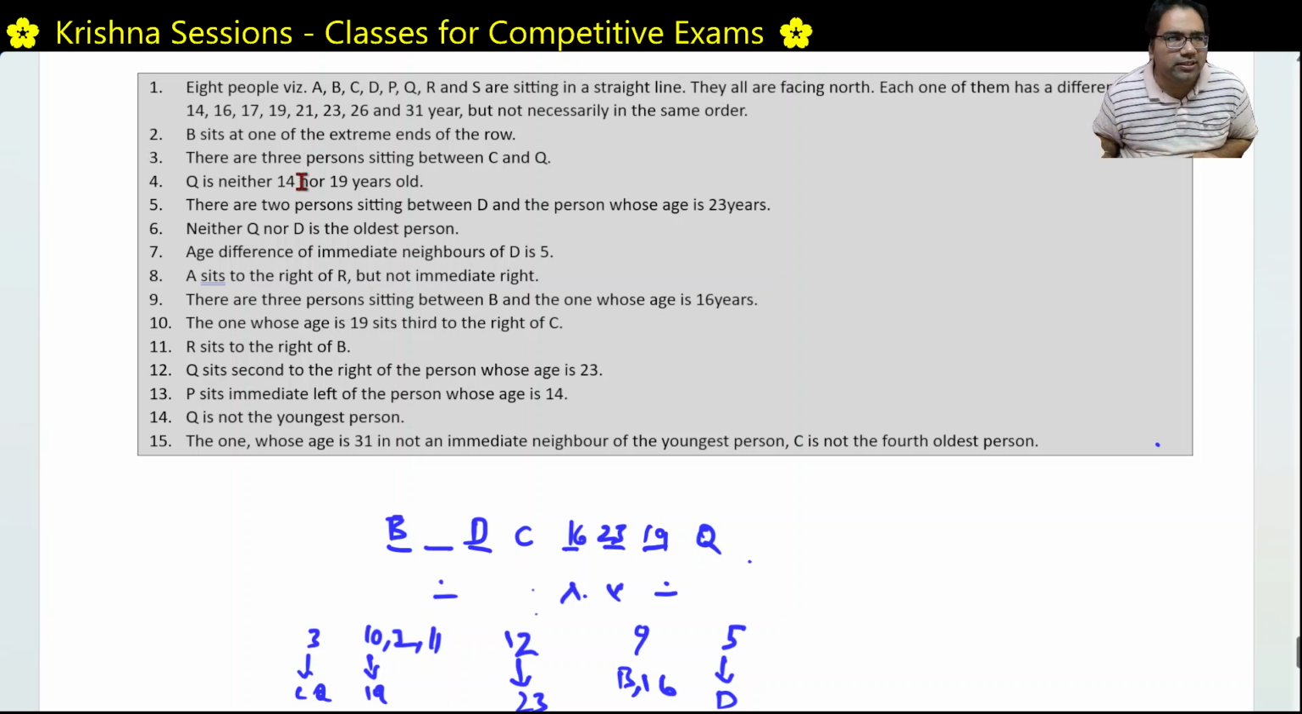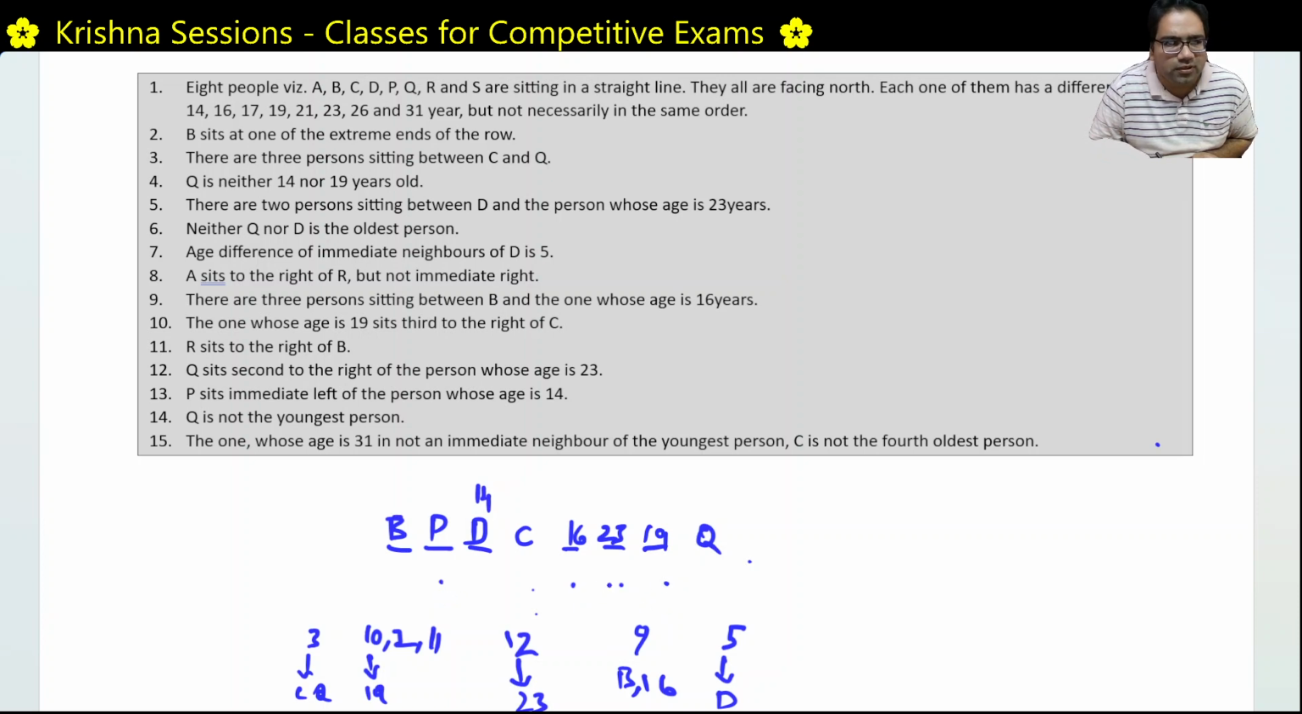Now, Q is neither 14 nor 19. Q is not 14 or 19. But P is sitting to the left of the person whose age is 14. So P's this slot is also gone because Q is not 14. So that means P only has to be this and this guy has to be 14. Right? This guy has to be 14. D has to be 14 and P has to sit here.